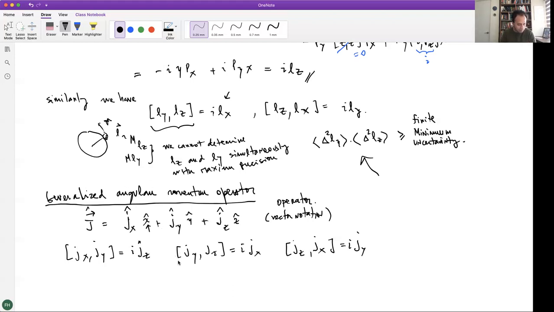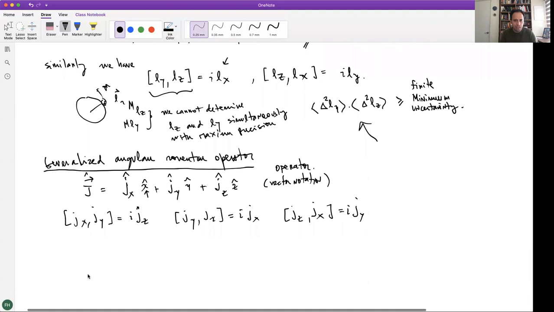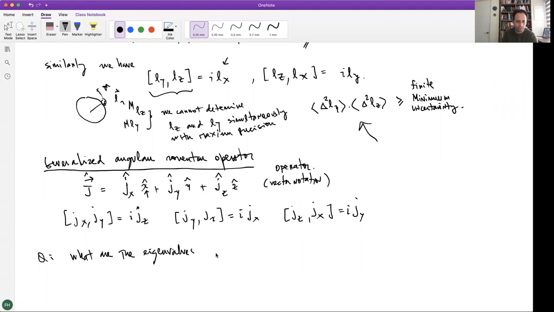Now, once we define this general angular momentum operator, the question is: what are the eigenfunctions? And what are the eigenvalues? Okay, forget about eigenfunctions for the moment. So what are the eigenstates and eigenvalues? What are the eigenvalues and matrix elements?